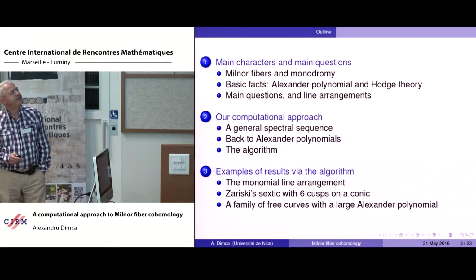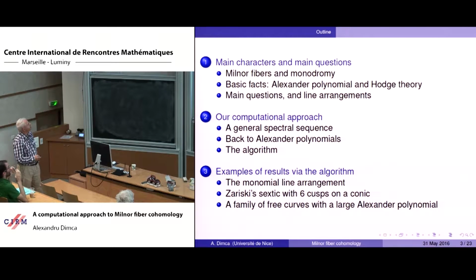So you see, first of all, we'll define the main objects, which are Milnor fibers and monodromy and things related to them. Then we'll describe our computational approach, which is based on some general techniques. And finally, we will give some examples where our approach gives results.